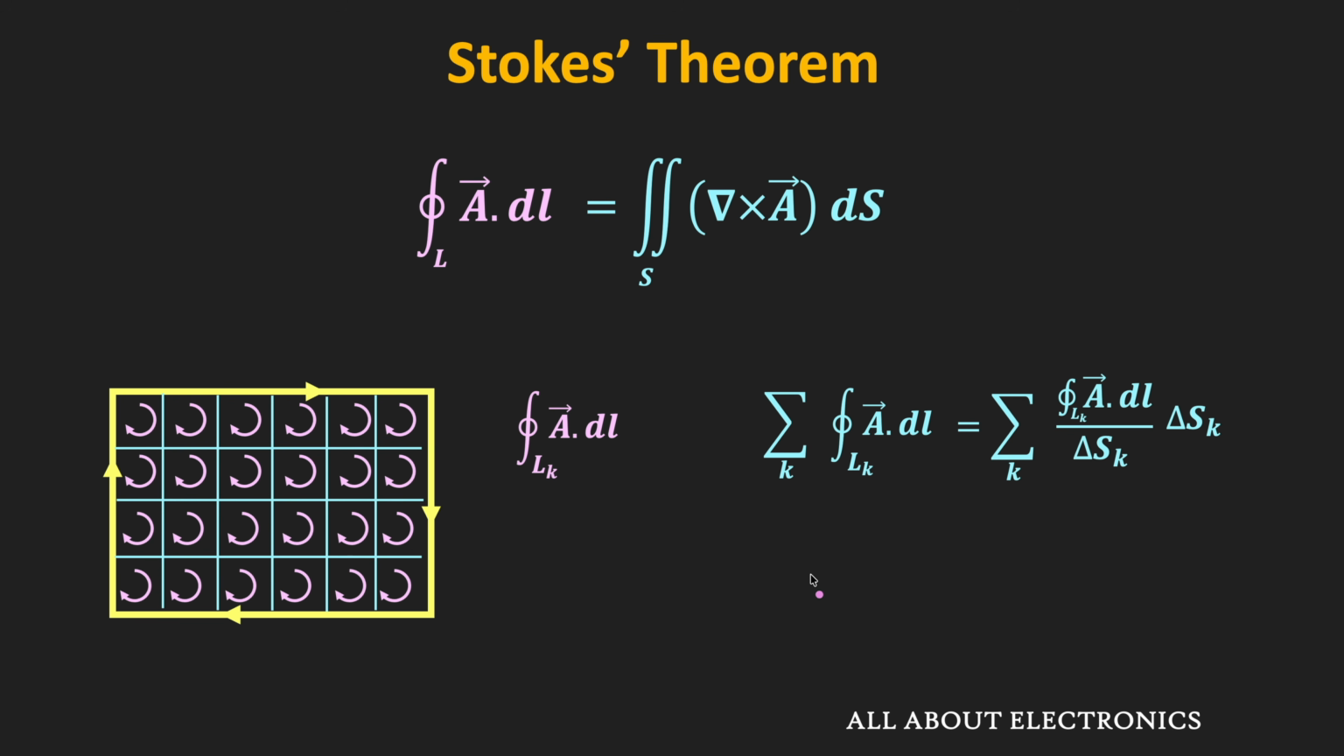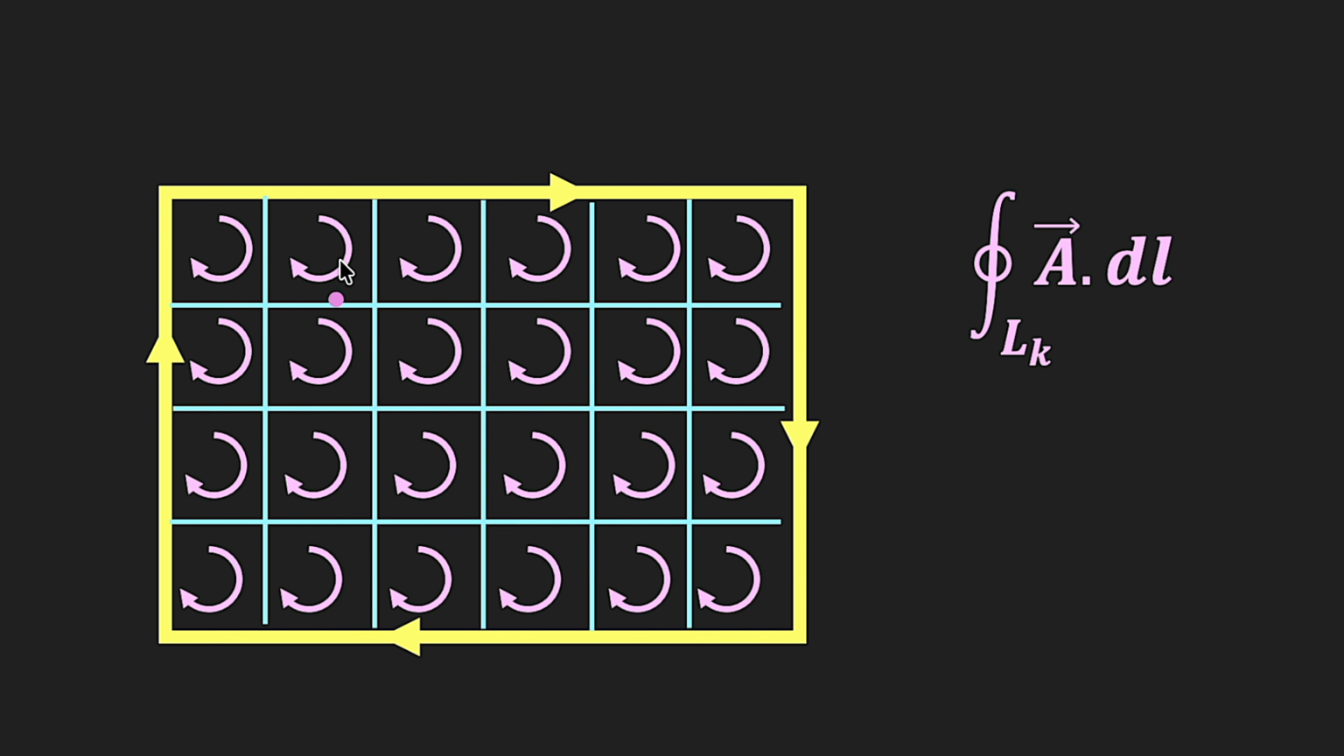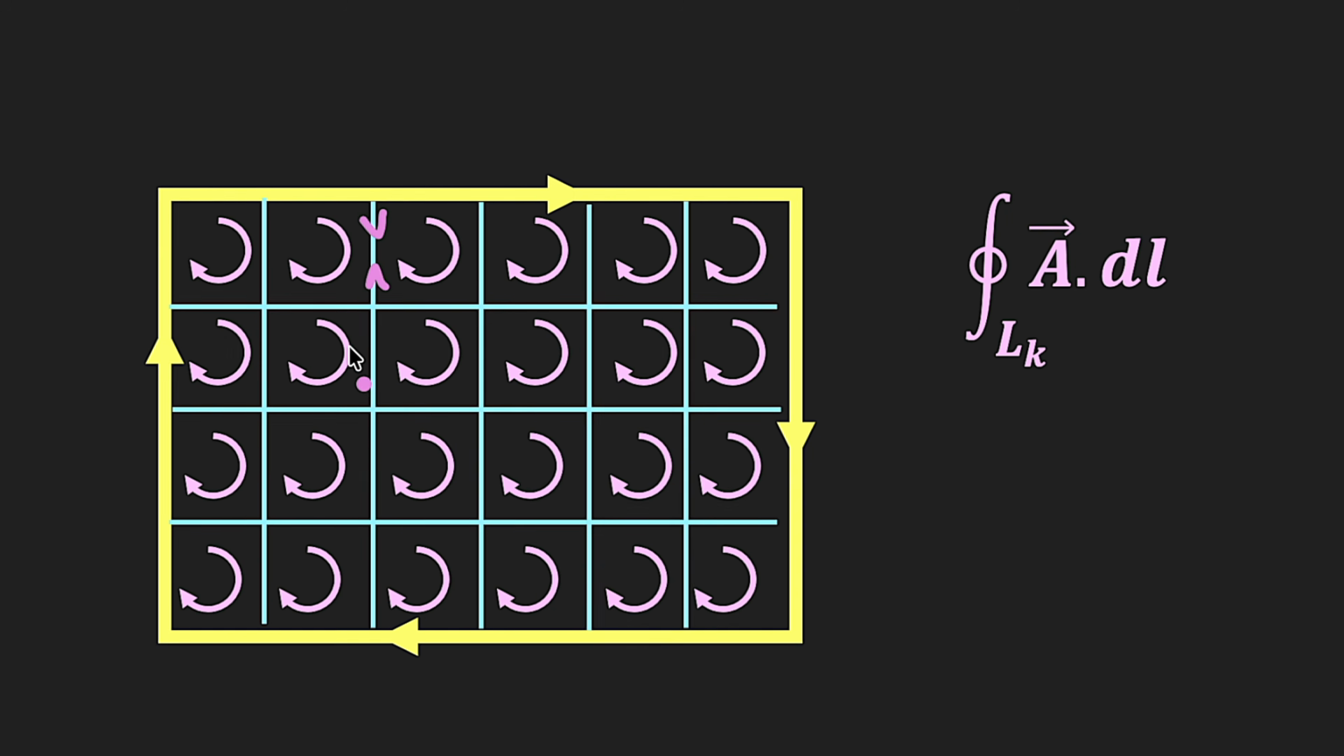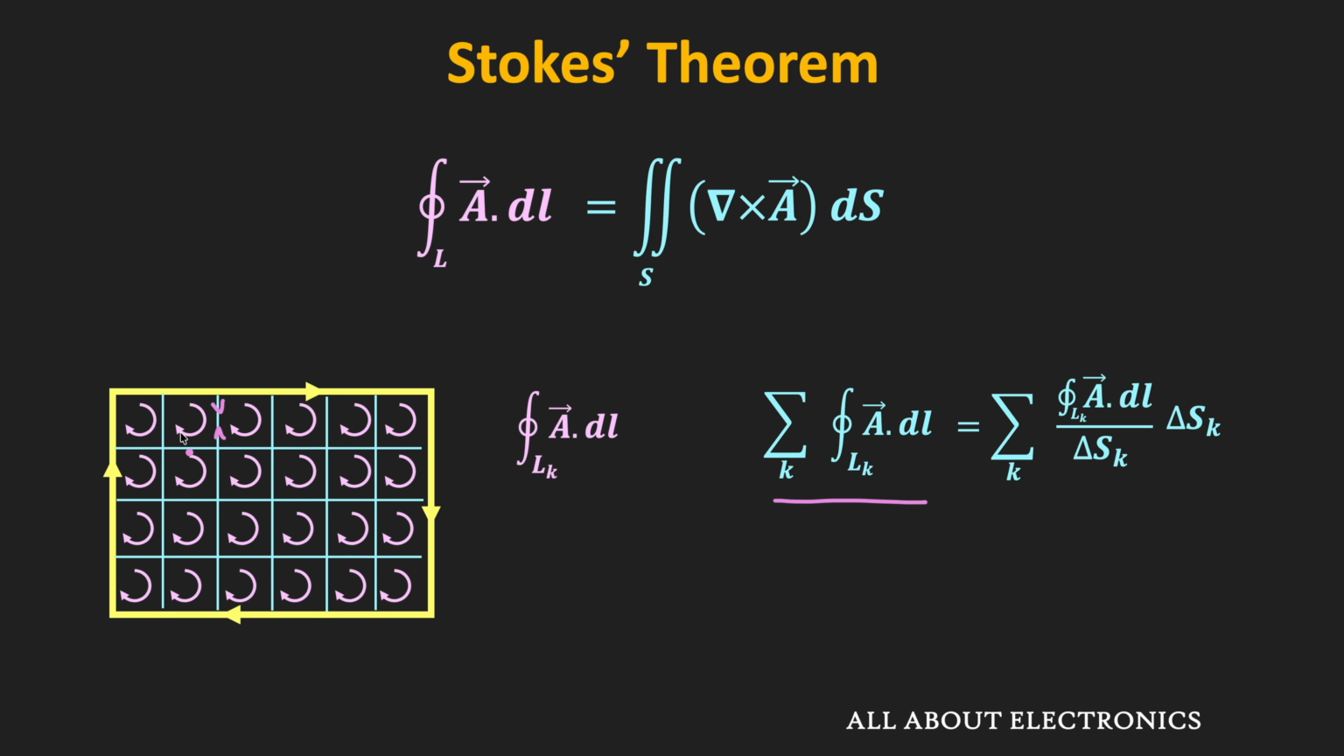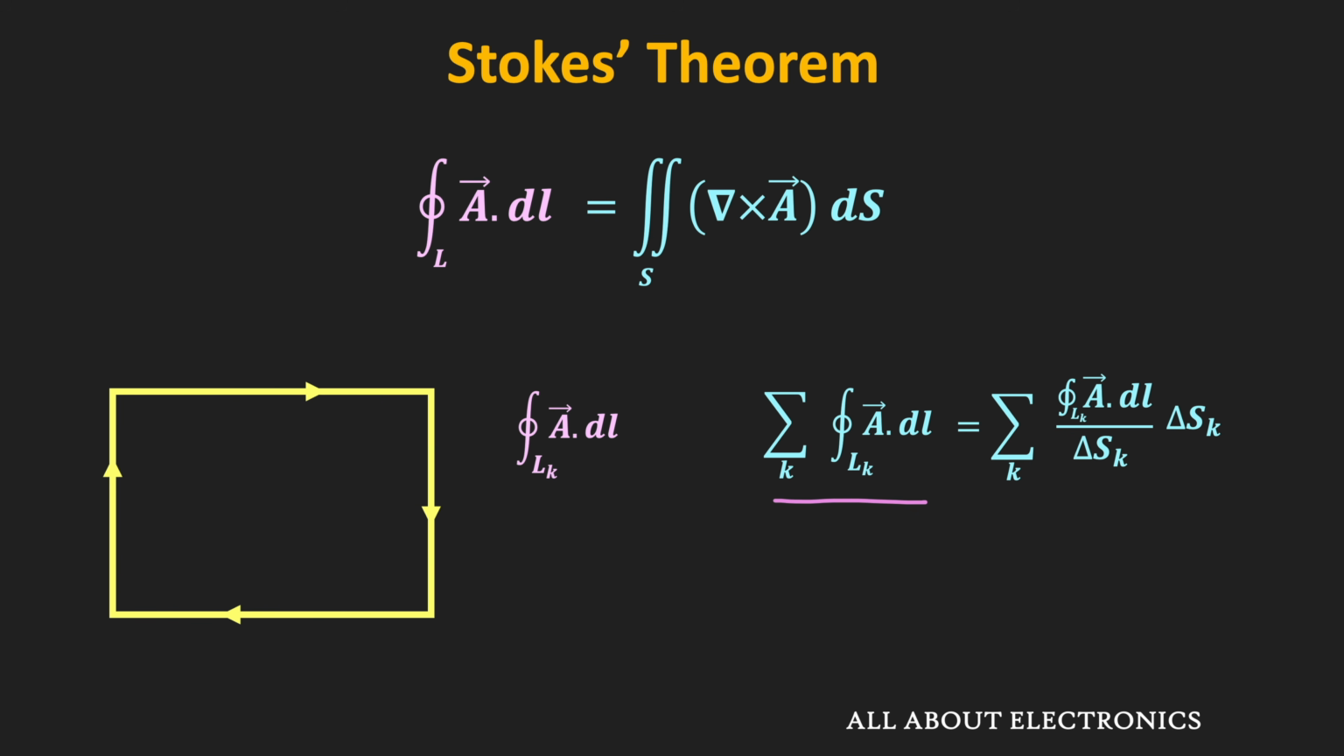If we consider the left hand side, it represents the summation of the circulation of the individual cells. If you consider any two adjacent cells, their interior path will get cancelled out. Effectively, this overall summation is the line integral over the outer path, which represents the circulation around the given area. That means the left hand side is equal to the integration of A dot dl over the outer path L.